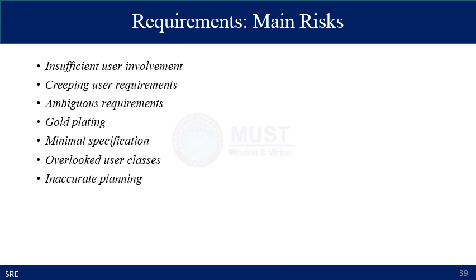So there are some straightforward risks which are referred to as main risks. For example, at the start there is insufficient user involvement, creeping user requirements, ambiguous requirements, gold plating, minimal specification, overlooked user classes, and inaccurate planning. So all of these risks can be handled by using one of the risk analysis methods and risk management techniques.